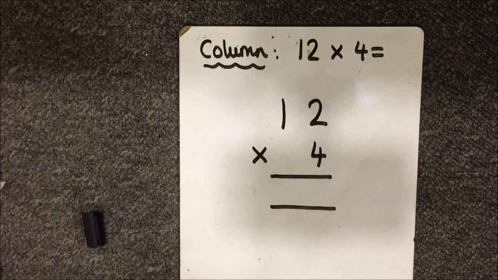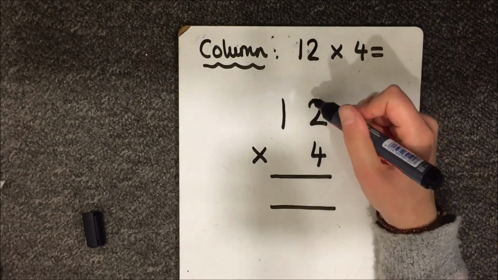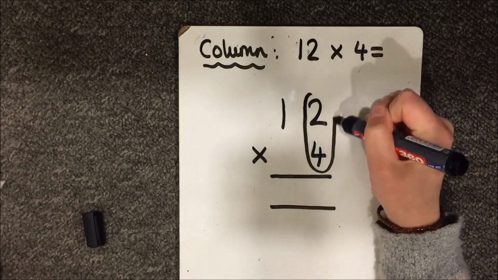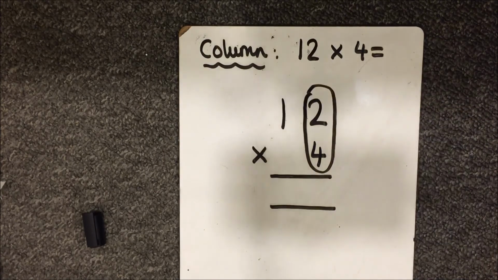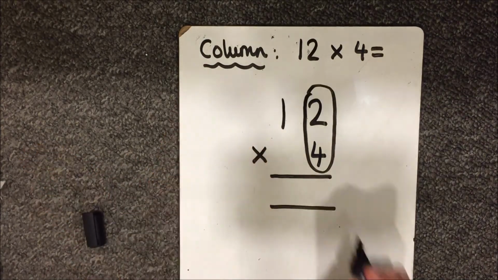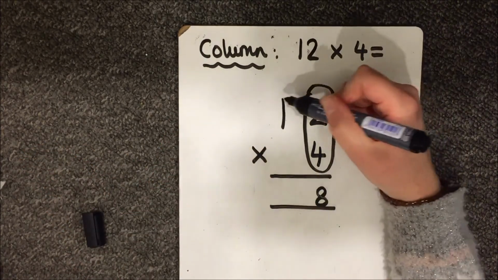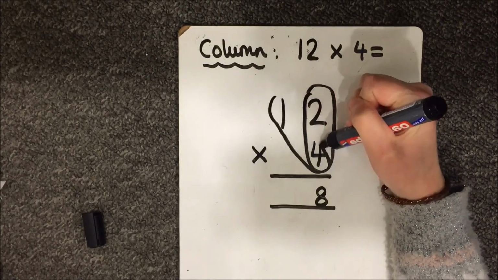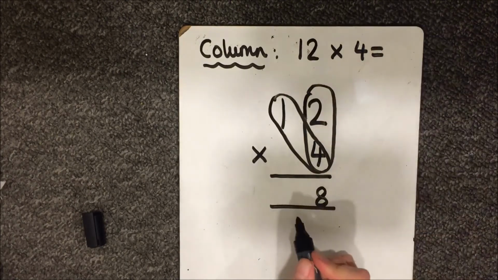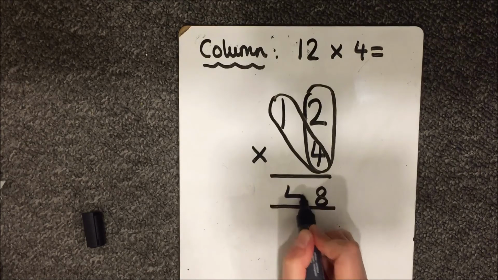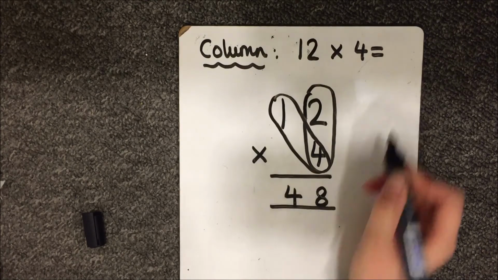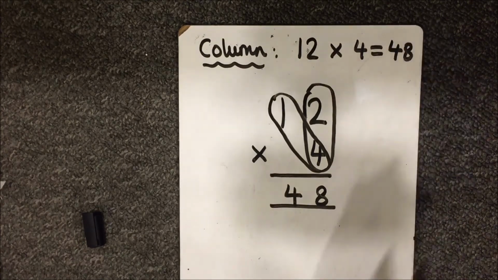Where do I go now? I'm timesing my ones first, so I go down. 2 times 4. 2 fingers up. 4, 8. Then I go tens, which go diagonally. 1 ten times 4 is 4 tens. So my answer is 48.